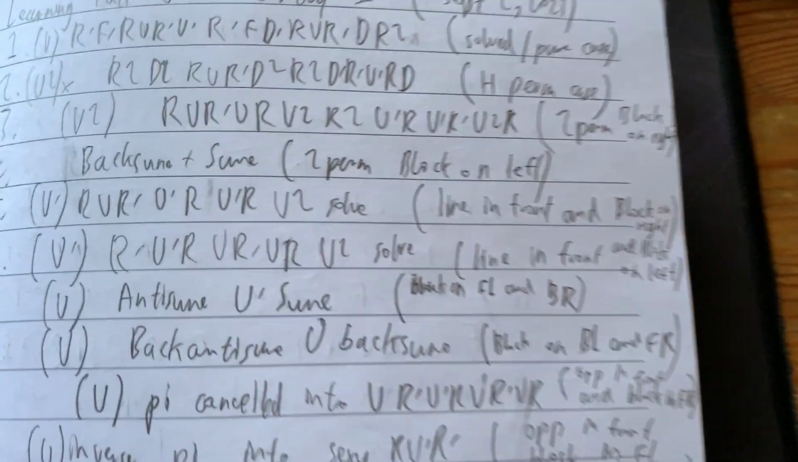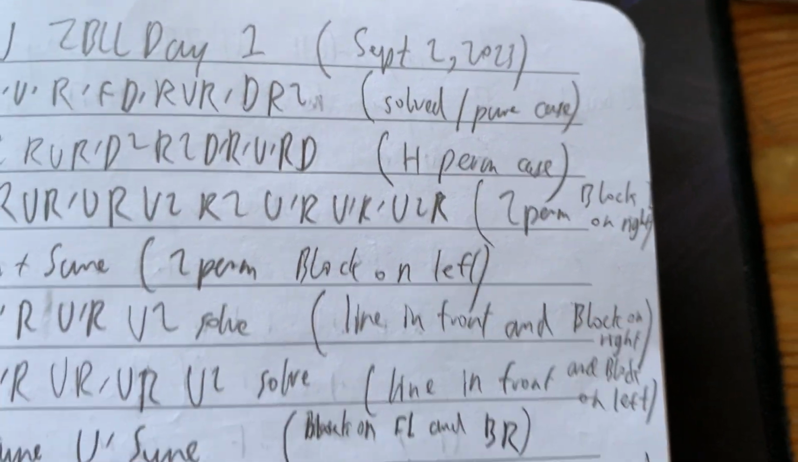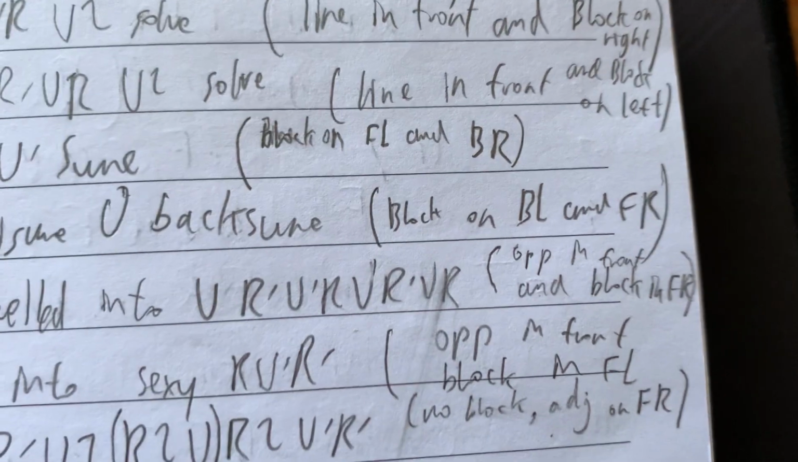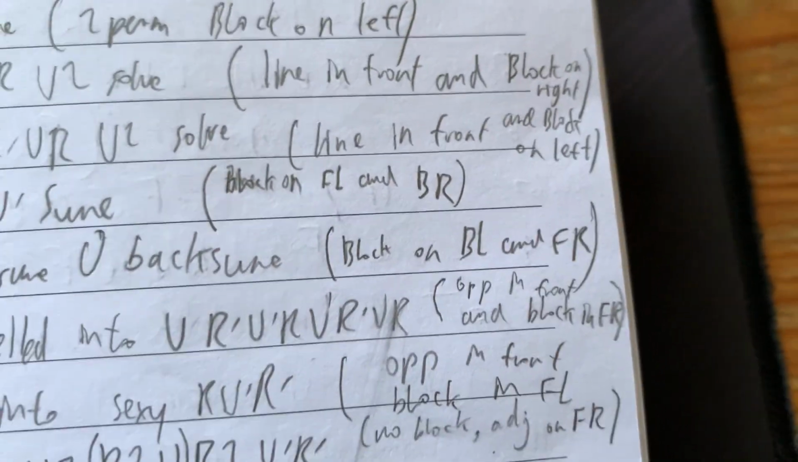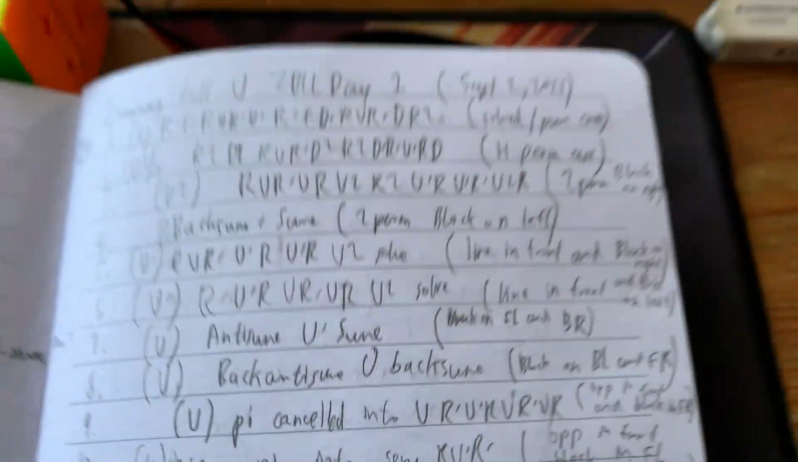So for example, for the first one, solved / pure case, second one, H-perm case. Sometimes I write down if there's a block and or two. So block on BL and FR, you do back anti-soon, you back soon.